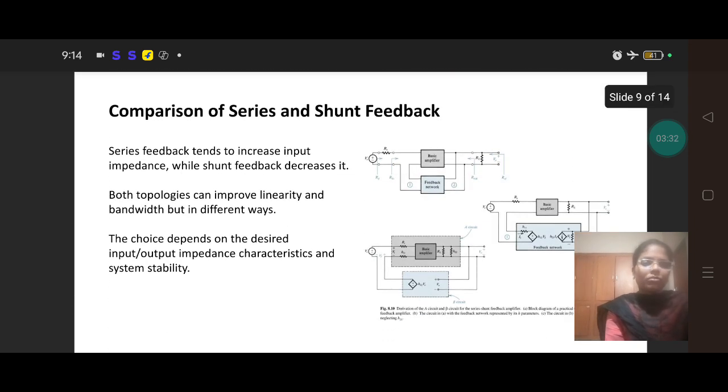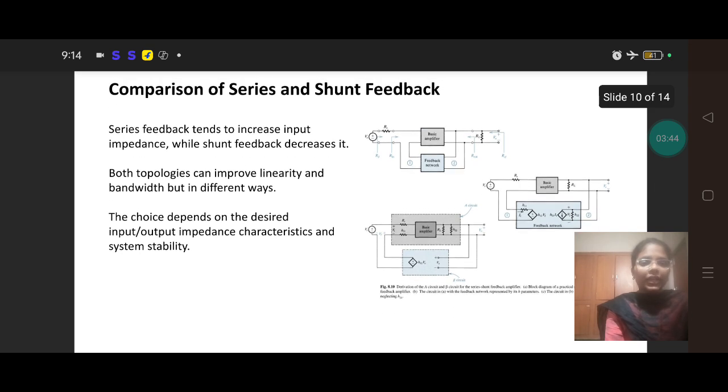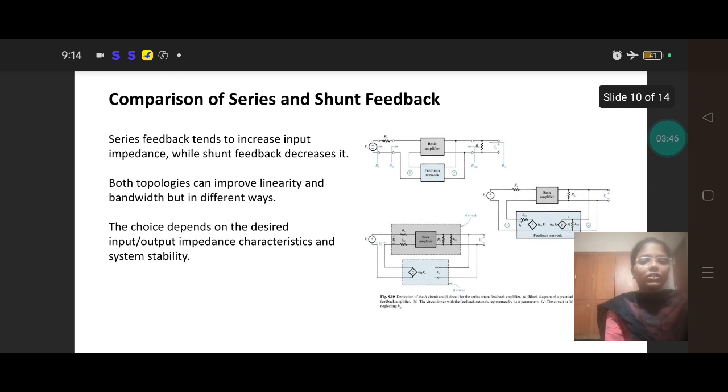Here is the comparison between series and shunt feedback. Series feedback tends to increase input impedance, while shunt feedback decreases it. Both topologies can improve linearity and bandwidth, but in different ways. The choice depends on the desired input and output impedance characteristics and system stability.